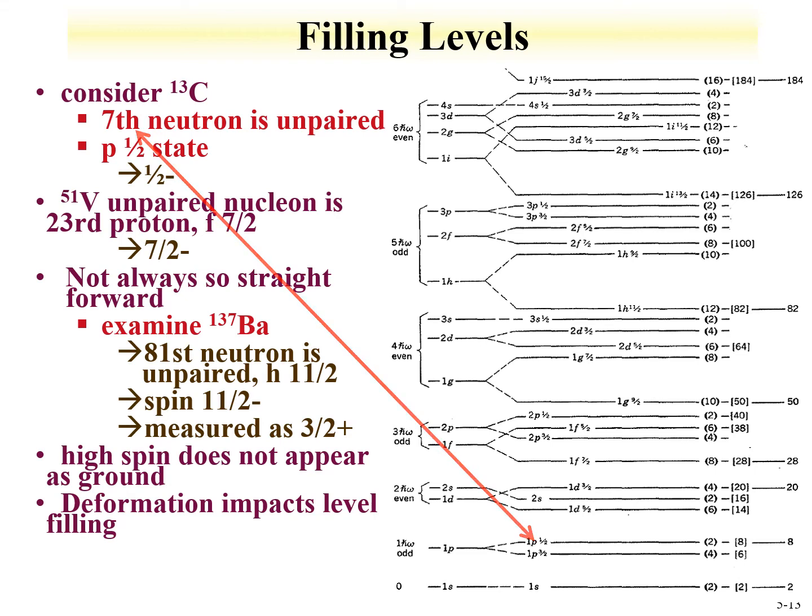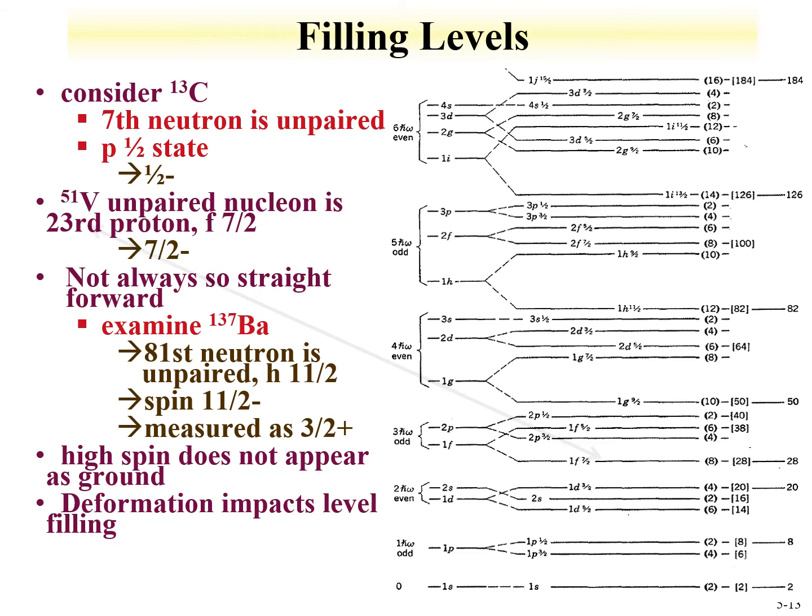Another example is with vanadium-51. The odd nucleon is the 23rd proton. 20 protons fit into this 1d3/2, so I can put 3 into the 1f7/2. 1 is unpaired. So F is also negative, so we would expect vanadium-51 to have a spin and parity of 7/2 minus. Now, the shell model isn't always correct.